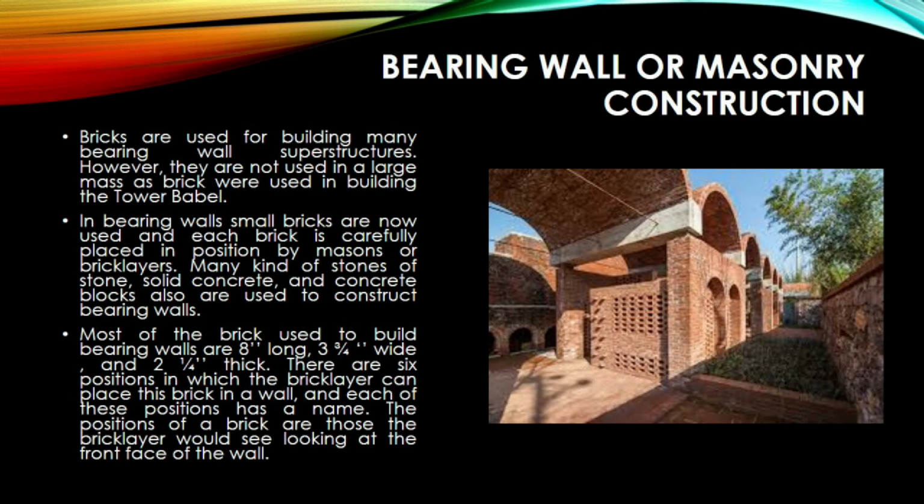Most of the bricks used to build bearing walls are 8 inches long, 3 3/4 inches wide, and 2 1/4 inches thick. There are 6 positions in which the bricklayer can place this brick in a wall, and each of these positions has a name. The positions of a brick are those the bricklayer would see looking at the front face of the wall.